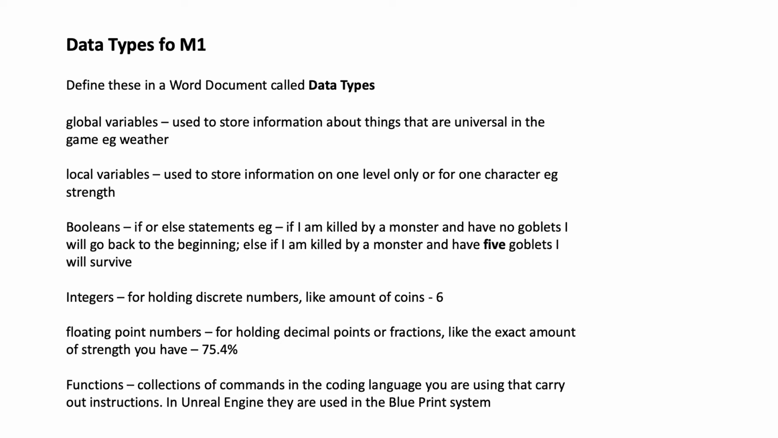Integers are a kind of number. They hold full numbers like 1, 2, 3, 4. And these would be used for counting the amount of cards you have, the amount of coins you have, the amount of limbs you have, if that's going to be a point in your game. They're very different to floating point numbers. These are for holding decimal points or fractions, like 74.5 or 75.4. They're used a lot where you want something to slide smoothly across the screen, rather than jump across in discrete units.